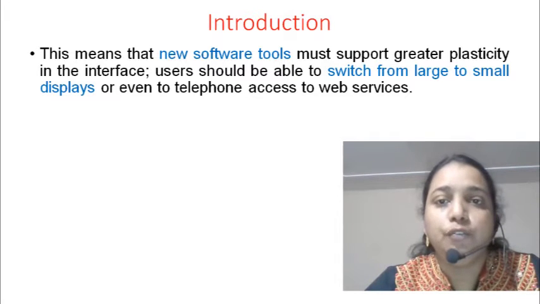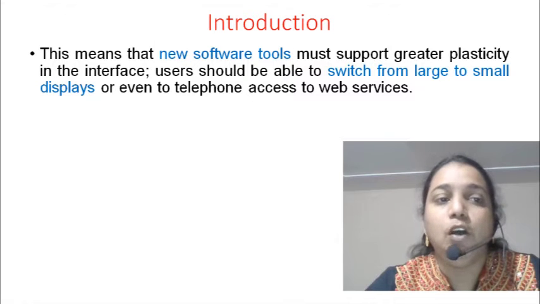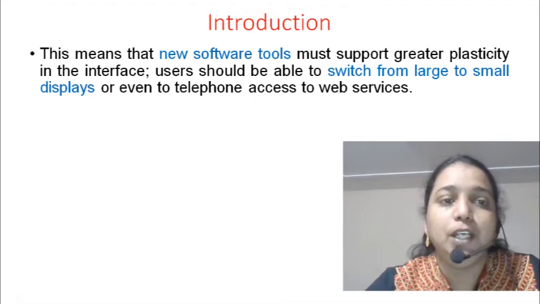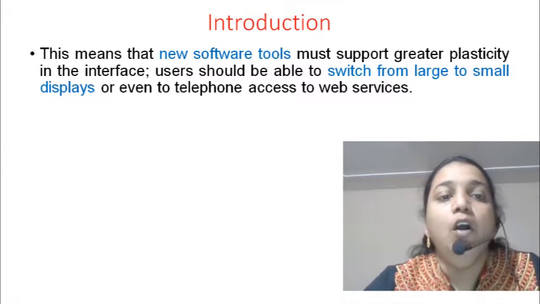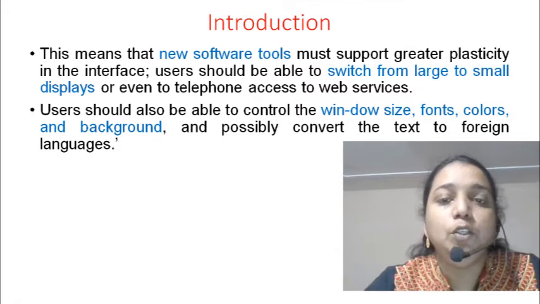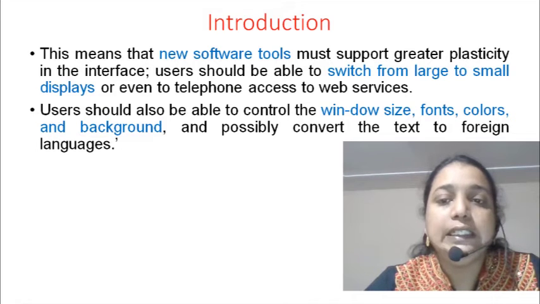This means that the new software tools must support greater plasticity in the interface. Users should be able to switch from larger to smaller displays, whereas the computer display is very large when compared to your cell phone display. So the user should be able to switch from a larger display to a smaller display, or even to telephone access to web services. And the user should be able to control the window size, font, colors and background, and possibly convert the text into foreign languages.